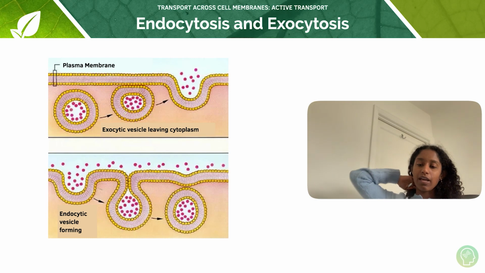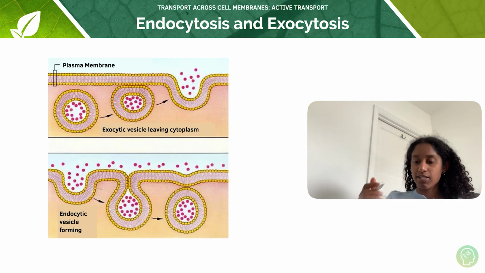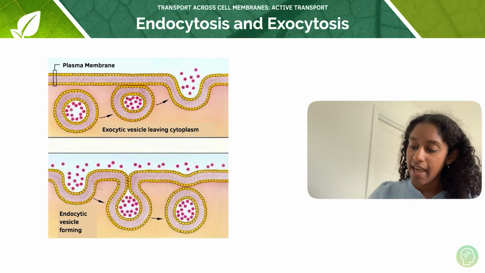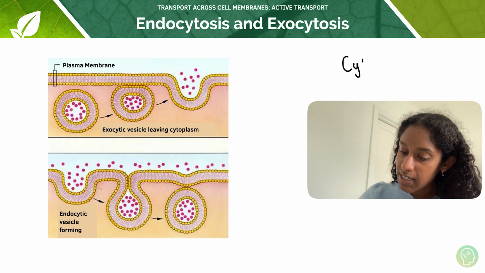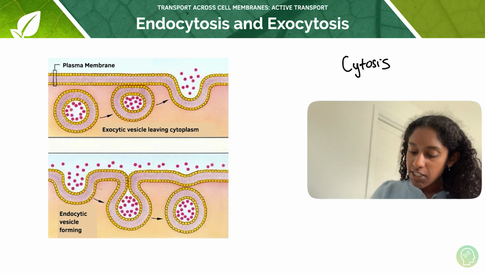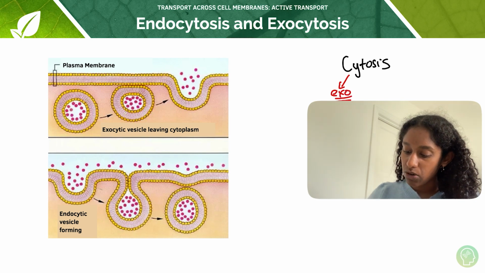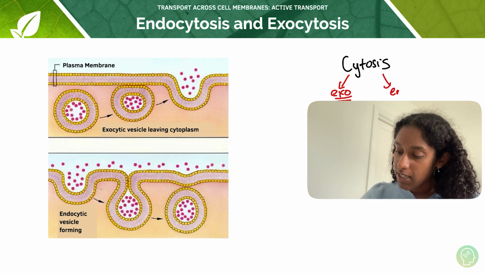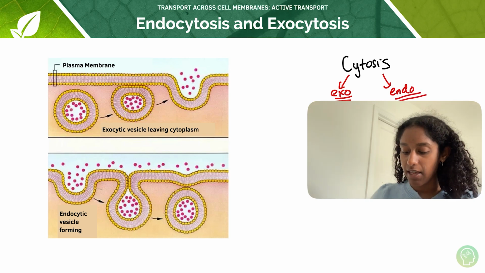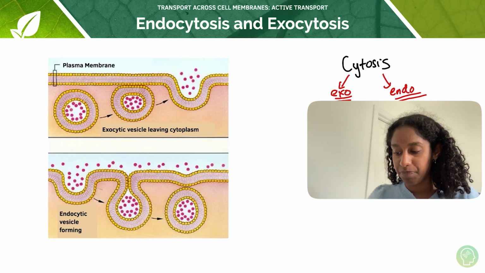So now let's look at a method of transport across cell membranes that we've not looked at yet, called cytosis. So cytosis is in the form of exocytosis, where exo means out of, or endocytosis, which I'll just jot down here, where endo means into.